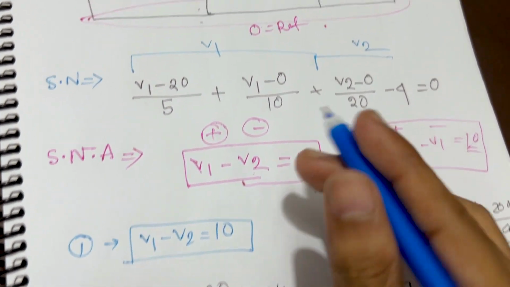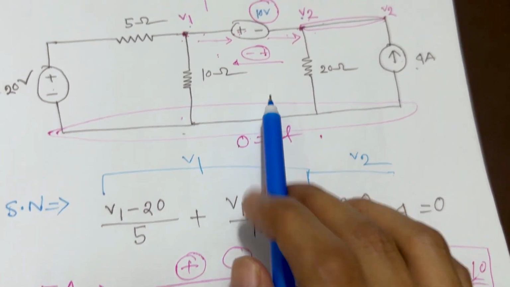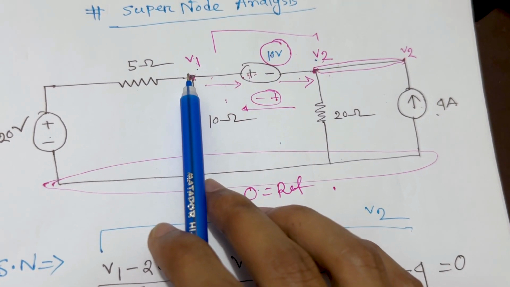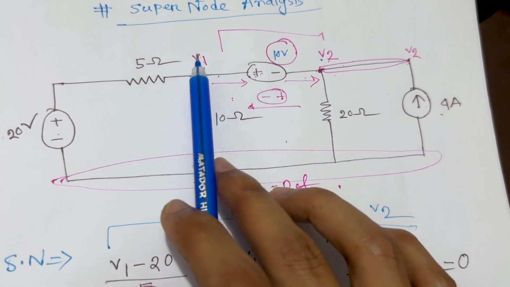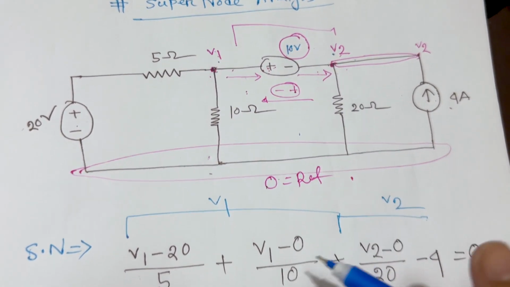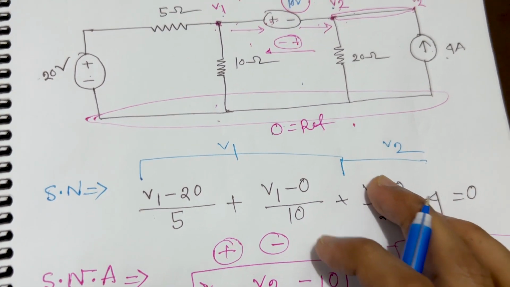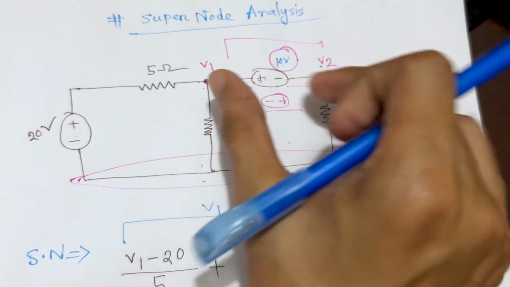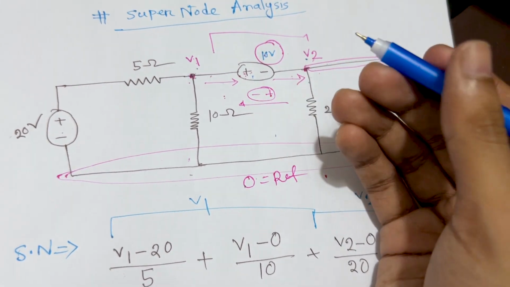And another equation is like this one. This is the most important equation, and the rule is, if the current is going from positive to negative and V1 is on the positive side, we should write V1 first, because it is the leader, then V1 minus V2 equals 10. So these are the two equations we must follow for the supernode analysis, because in between those two nodes we have another voltage source. That's why we call it a supernode.